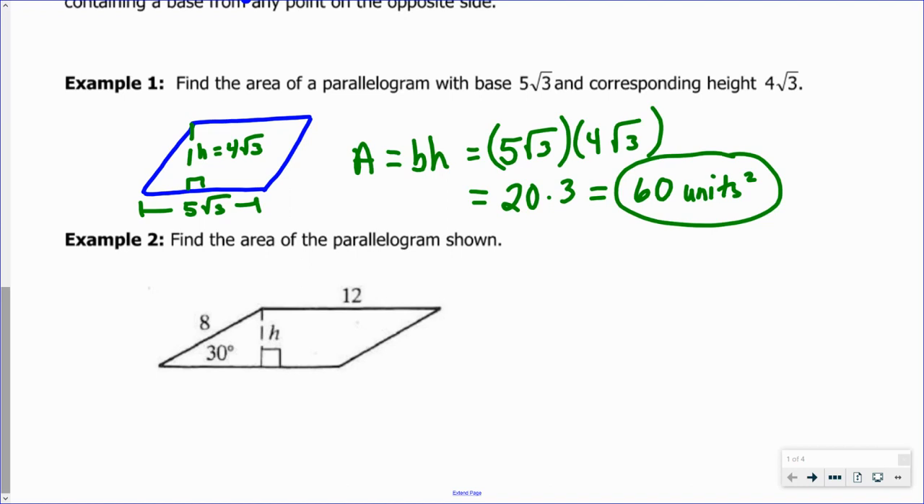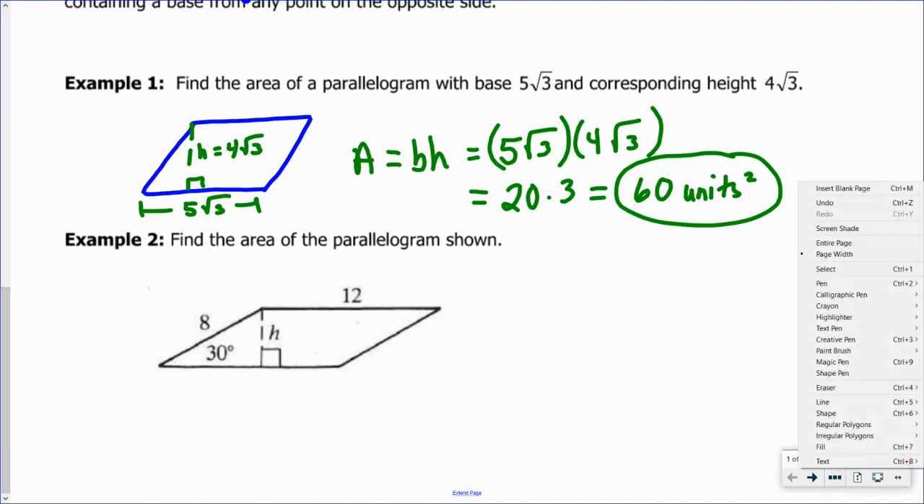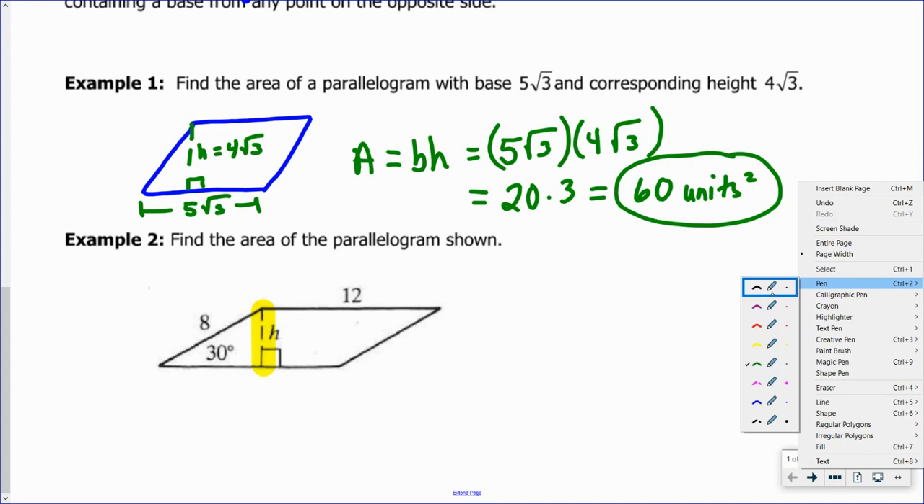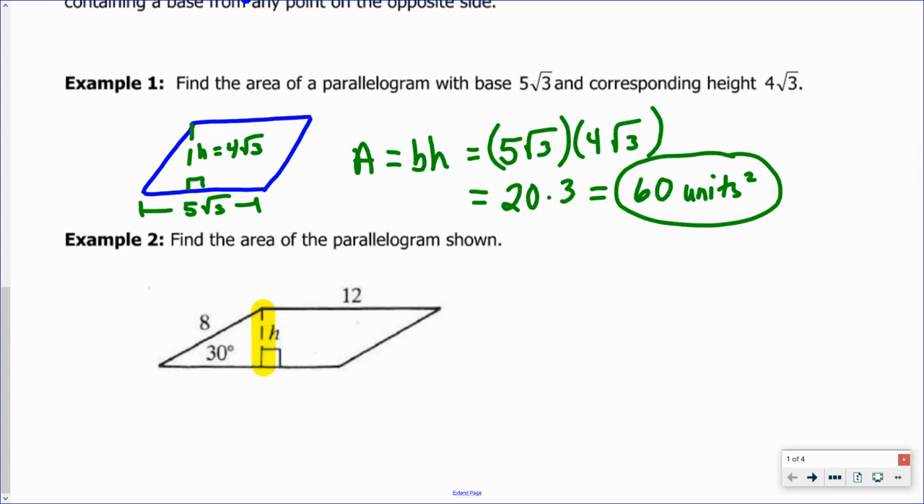Now, example number two says find the area of the parallelogram shown. This one's a little bit more work because here we don't know the specific value of the height. But the good thing is that we can use our knowledge of, in this case in particular, 30-60-90 triangles to help us out. And if we didn't have that, we could definitely use right triangle trig to help us out here, or maybe even the Pythagorean theorem, depending upon the information that we're given.